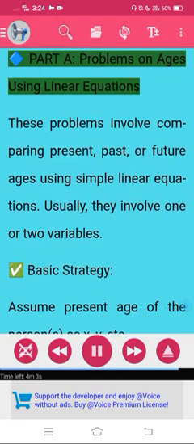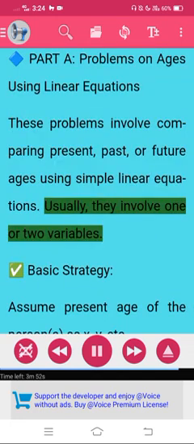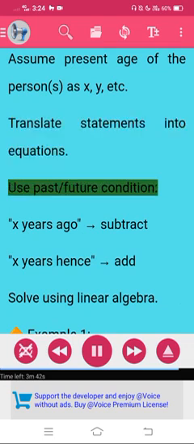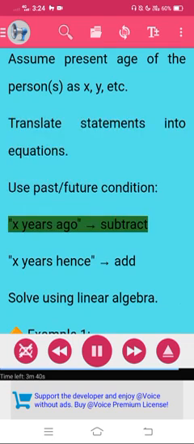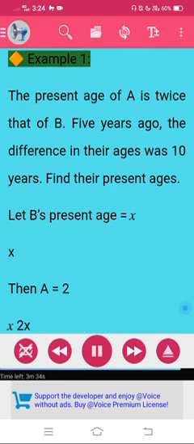Problems on ages using linear equations. These problems involve comparing present, past, or future ages using simple linear equations. Usually, they involve one or two variables. Basic strategy: assume the present age of the person is x, y, etc. Translate statements into equations. Use the past or future condition: x years ago, subtract; x years hence, add. Solve using linear algebra.